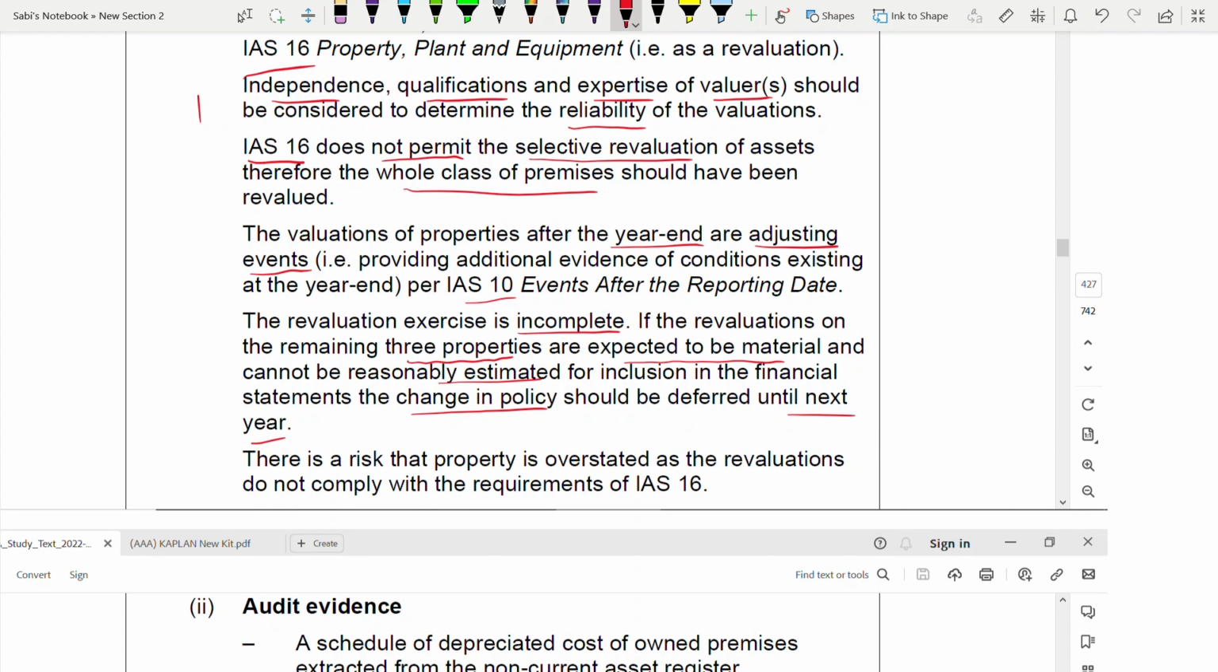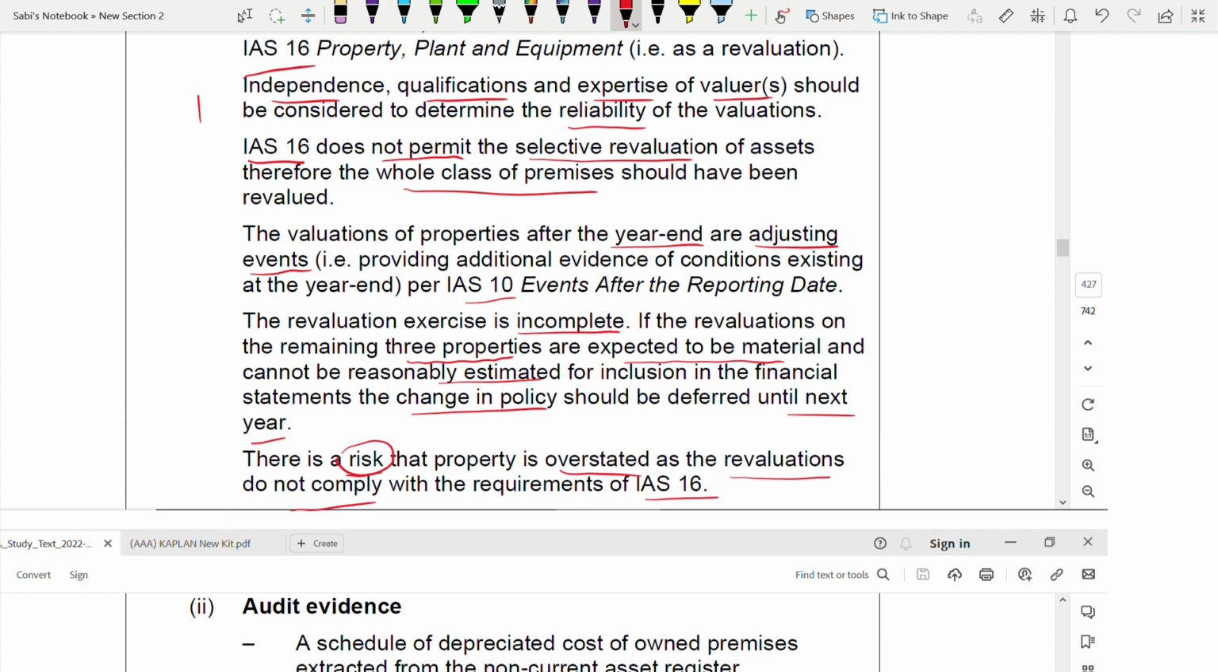Okay, and there's a risk. So the last one is, I always say, overvaluation or undervaluation. There's a risk that property is overvalued as the revaluations do not comply with IAS 16, because you should not revalue, but they are revaluing it. So you're overstating property. Always use the words there's a risk. Don't say it with 100% guarantee this property is overstated. Don't use such words in audit. That's a key. Always keep it in terms of probability, that it could be this or that. There's a risk of this happening, that happening.